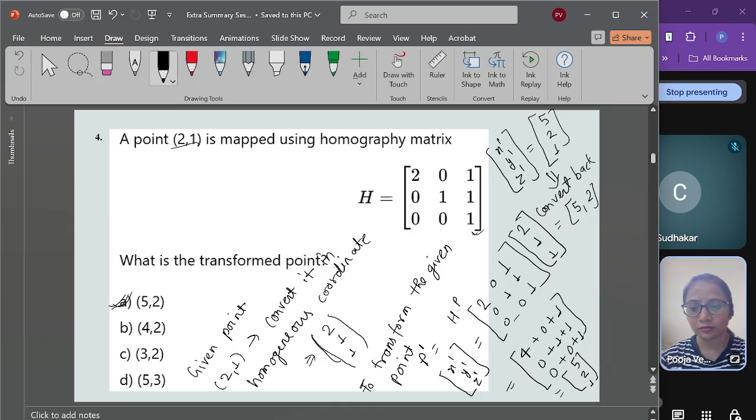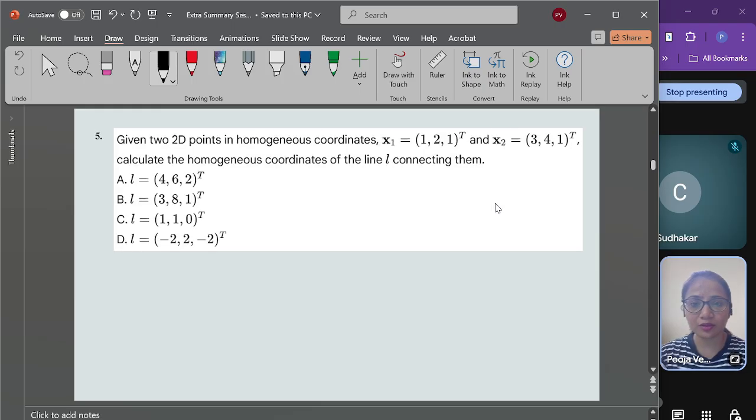Okay. So is it fine? Are you able to recall all those things? I hope all of you are recalling all those concepts and points. So, moving on to our next question.